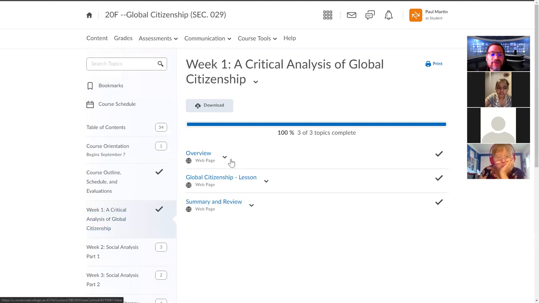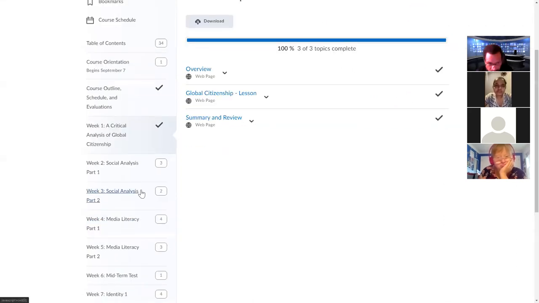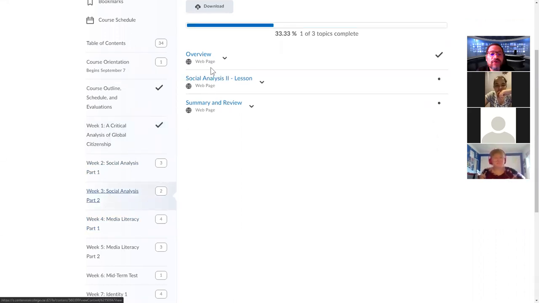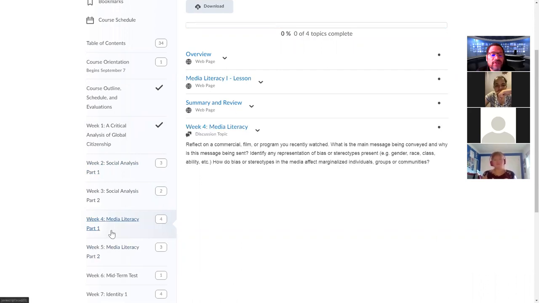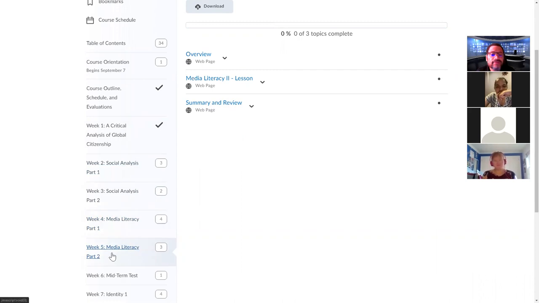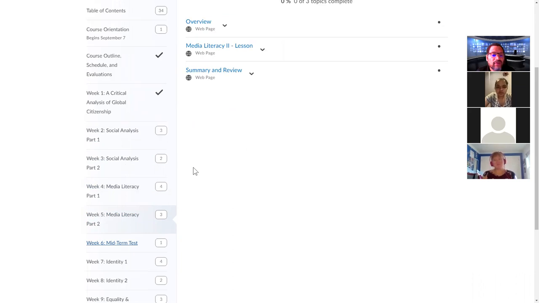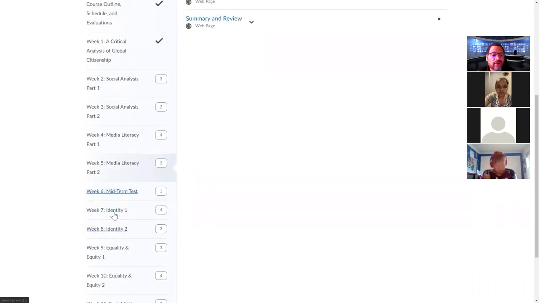That's basically it. So every single week will be structured the same. Week one, week two, week three, week four, same kind of idea. Overview, lesson, review. And it's an easy way for you to walk through each section when you have your discussion poster right here, right? Midterms here as well, links back to the midterm on identity.